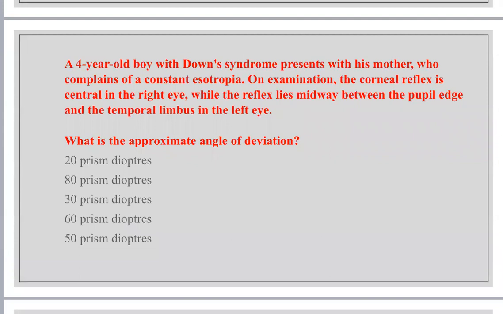A 4-year-old boy with Down syndrome presents with his mother, who complains of constant esotropia. On examination, the corneal reflex is central in the right eye, while the reflex lies midway between the pupil edge and the temporal limbus in the left eye. This is the interpretation of the Hirschberg test, and this will result in 30 degrees or 60 prism diopters. So the answer would be 60 prism diopters.